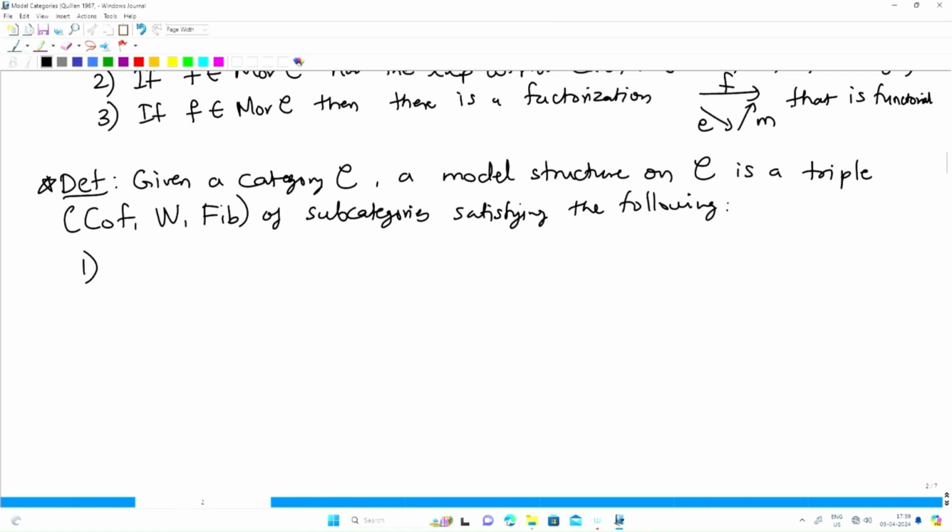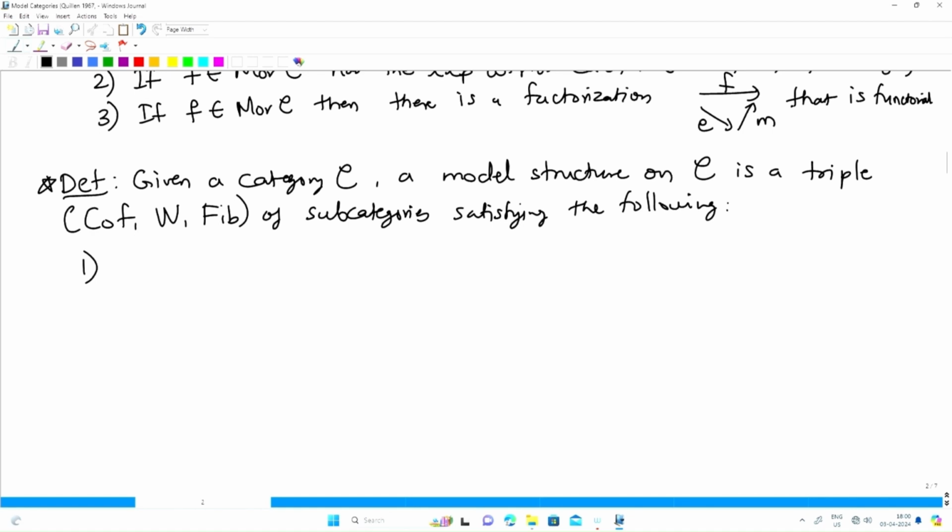This COF is called cofibrations, W is called weak equivalences, and FIB is called fibrations. COF is supposed to be nice inclusions. The fibrations are meant to be nice surjections, and W is weak equivalences, so they are supposed to capture the notion of homotopy equivalence. So these three categories we need.